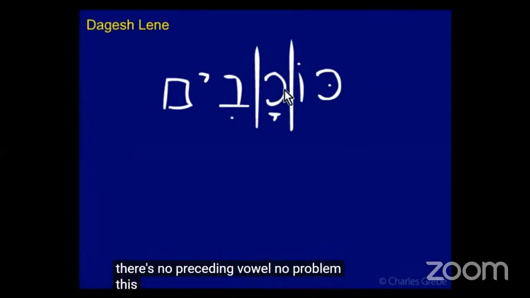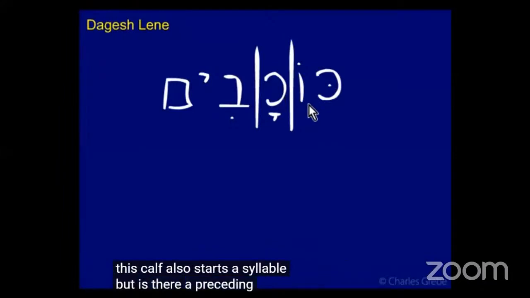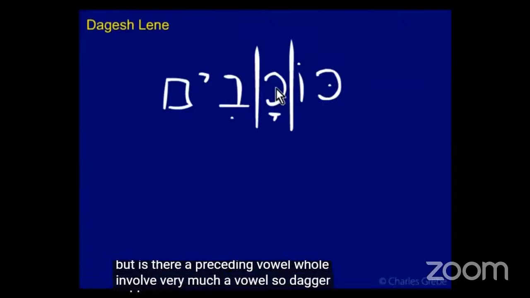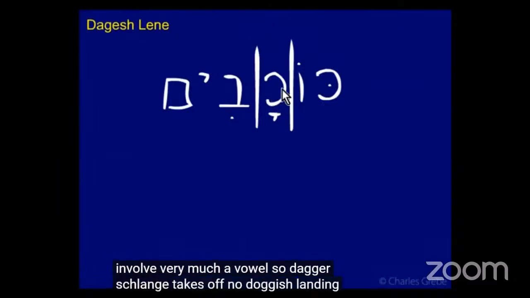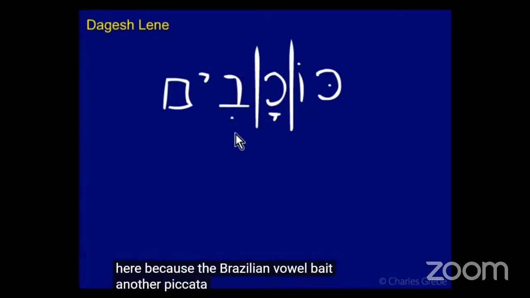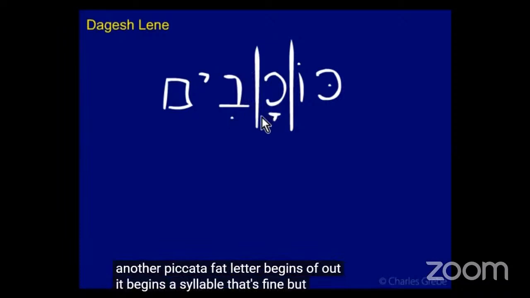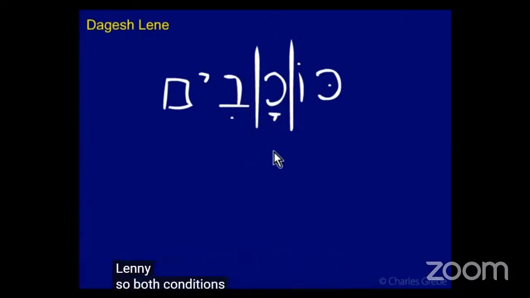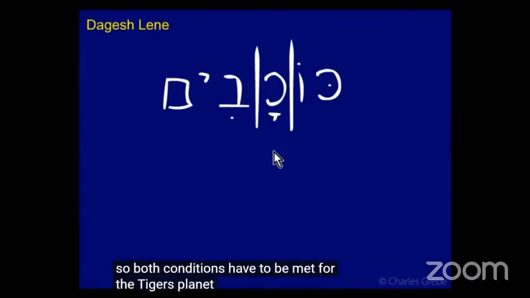No problem. This kaf also starts a syllable, but is there a preceding vowel? Holam vav, very much a vowel. So dagesh lene takes off. No dagesh lene here because of the preceding vowel. Beit, another begad kafat letter, begins a syllable, so that's fine. But there's a preceding vowel, so no dagesh lene. So both conditions have to be met for the dagesh lene to stay there.